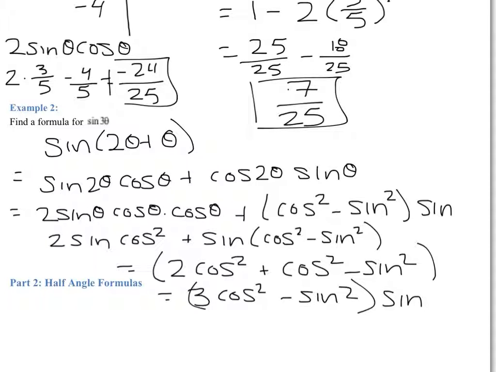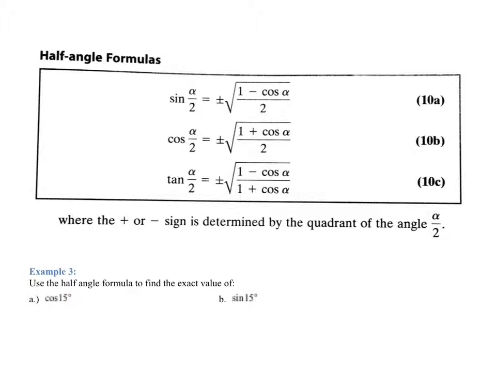So next up we'll do half-angle formulas and just their application. Here are the formulas for half angles. We can derive all of these from double angles and the sum and difference formulas. Sine of alpha over 2 is plus or minus the square root of (1 minus cosine alpha) over 2. Cosine is the square root of (1 plus cosine alpha) over 2, and tangent is a little more complicated.